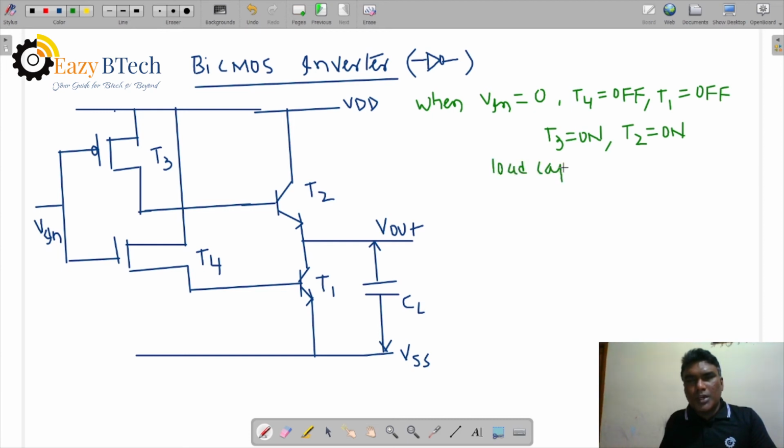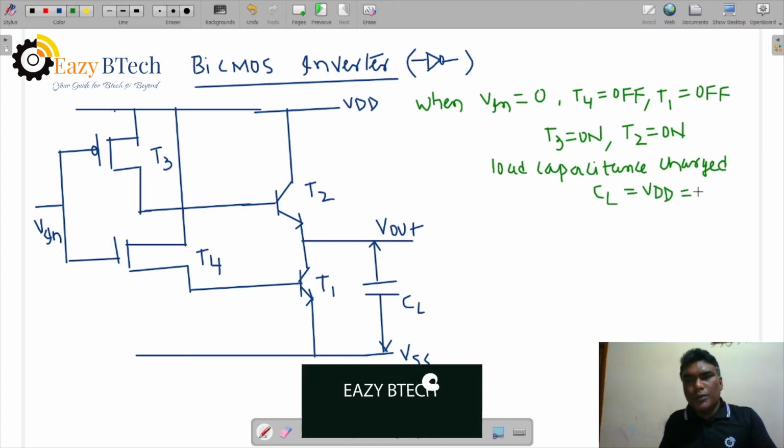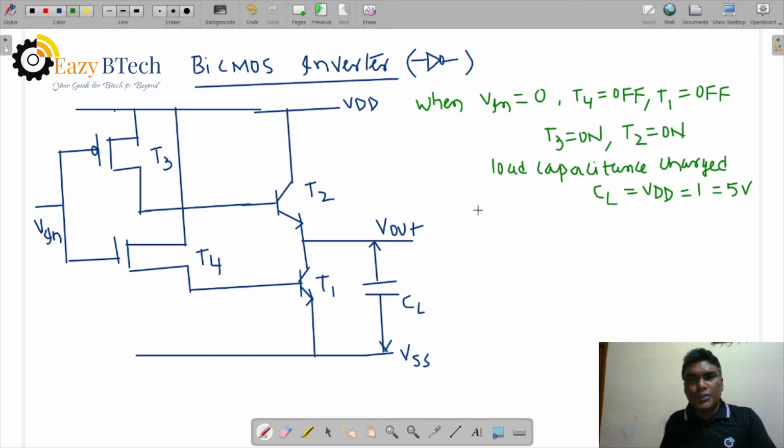The load capacitance is charged up to VDD. So CL is charged up to VDD. Then the output voltage is equal to 1, or we can say equal to 5 volts. Logic 1 or 5 volts.